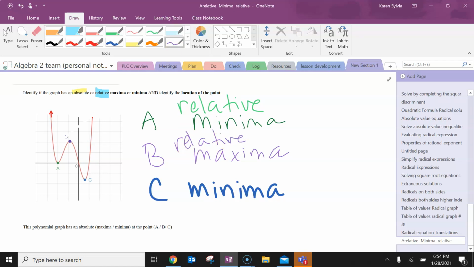But point C down here is the lowest it will be. So the low point for C, there's no points on the graph that fall any lower than that point. That makes this an absolute maxima. Absolute minima. Sorry about that. So this polynomial graph has an absolute minima at point C.